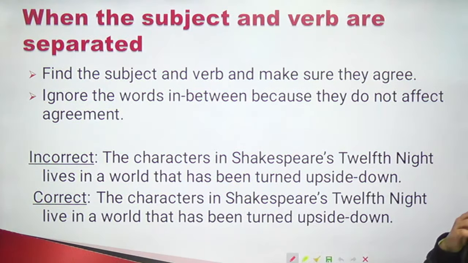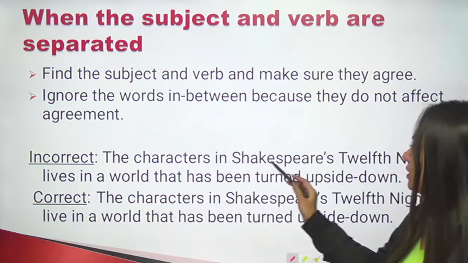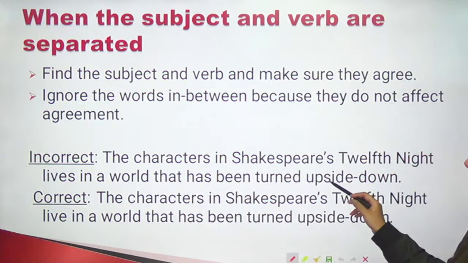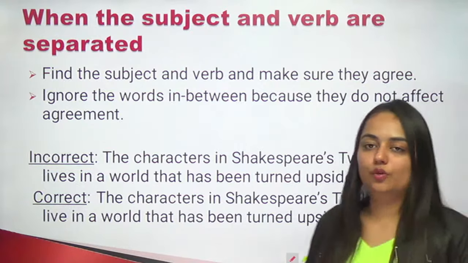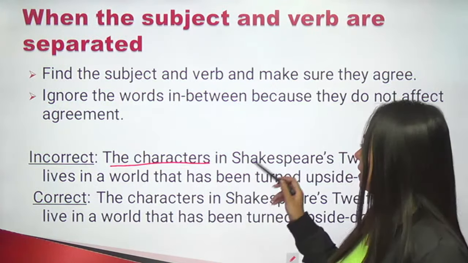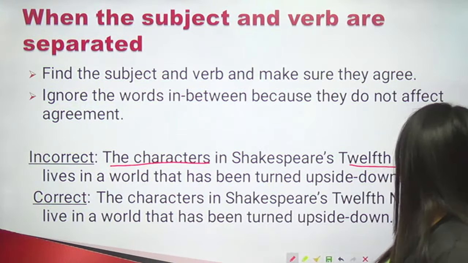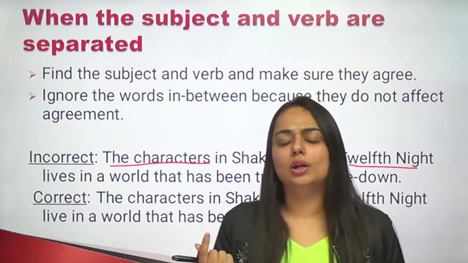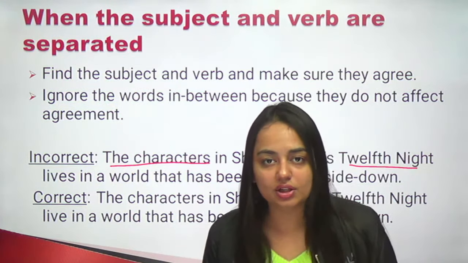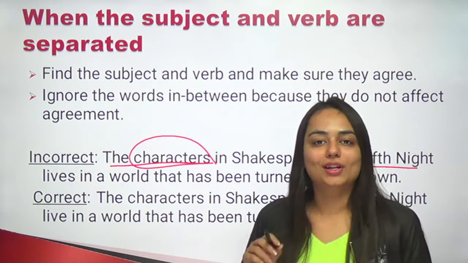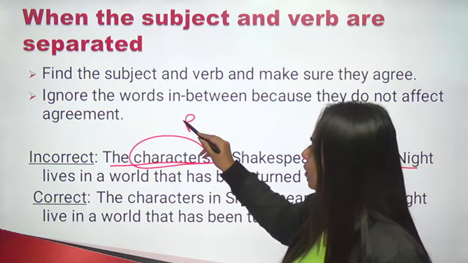Look at this sentence carefully. The characters in Shakespeare's Twelfth Night lives in a world that has been turned upside down. Now what is the error here? So let's first of all identify the subject of this sentence. The characters in Shakespeare's Twelfth Night. Twelfth Night is a play, you can say a drama. This is one book, but this one book is not our subject. Our subject is the characters of that play. And characters clearly is plural.